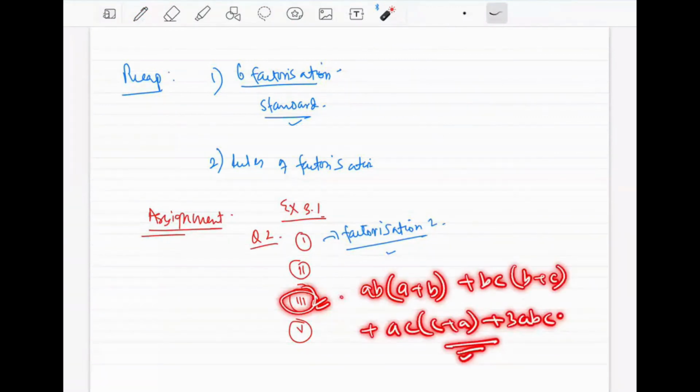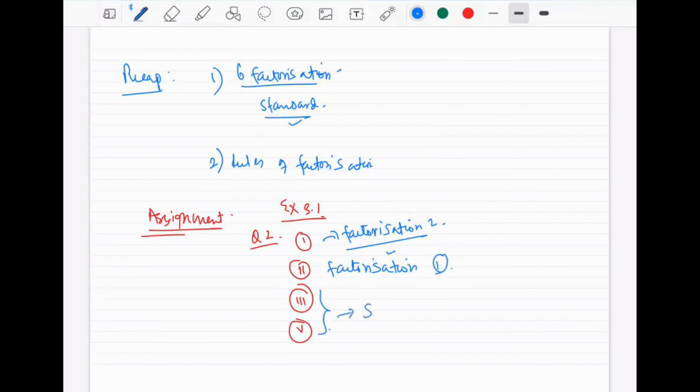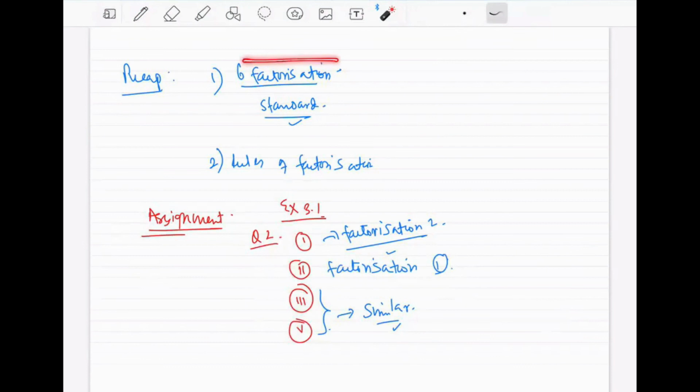The ones that I have just done right now. Okay, so Roman number 3, it will be easy for you. Roman number 2, it should be your factorization number 1. I'm just writing it down here. It is factorization number 1. And Roman number 3 and 5, they will be similar. Okay. So 1, 2, 3, 5, you do it as an assignment for this chapter of factorization.